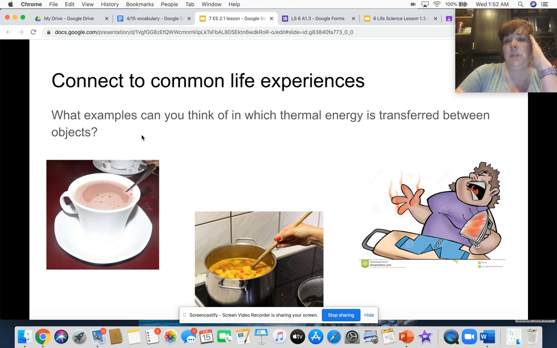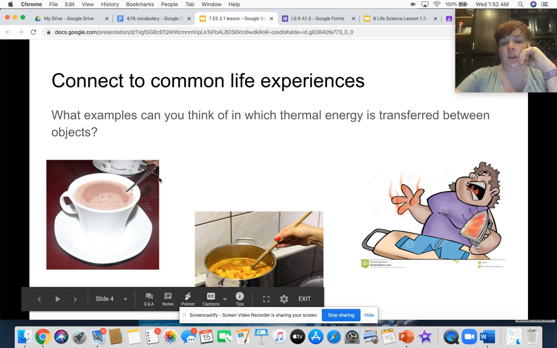So let's connect things to real life. Okay, so what are some examples that you can think of in which thermal energy is transferred between objects? So I've come up with 3 of them. See if you can come up with another 1 or 2. And that's actually going to be tomorrow's bell work question for 7th grade.